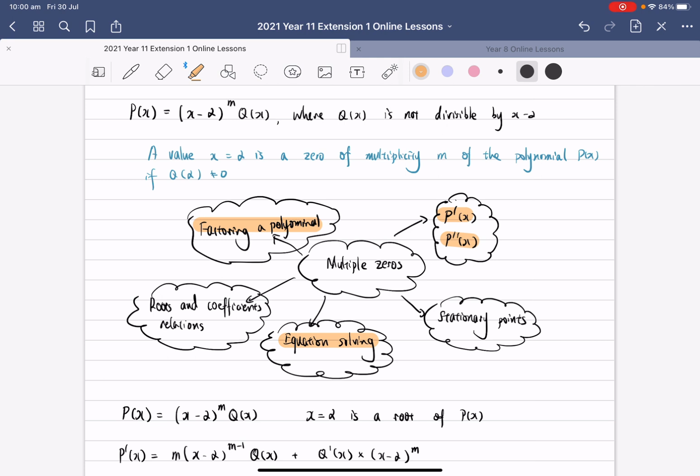All right. Now I'm going to show you, it seems that we have done this, right? So now we'll move on to the factoring and solving equations. So how do multiple zeros help us to actually solve equations?